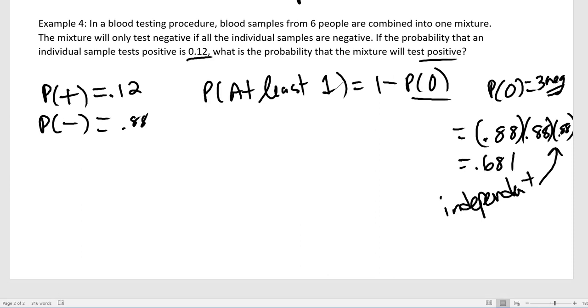Whew. That is not our answer. That is the probability of no positive results. They wanted the probability of at least one positive result, right? That would be 1 minus this probability. 0.319.